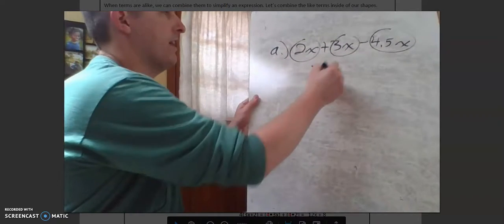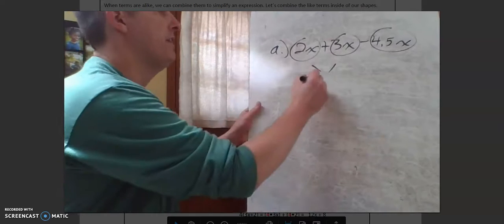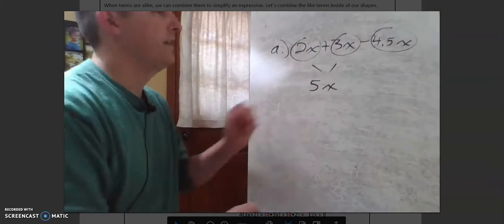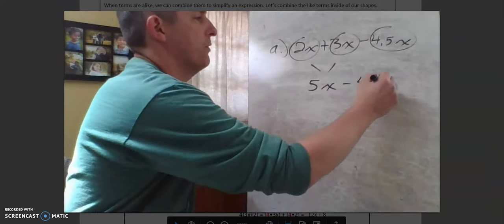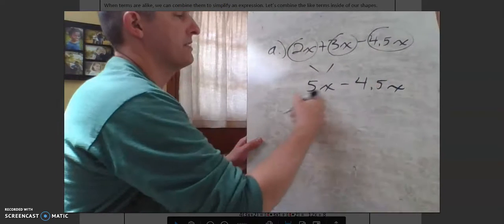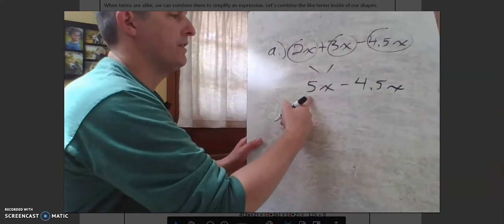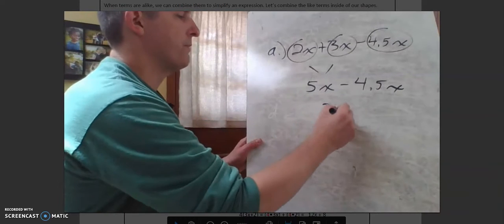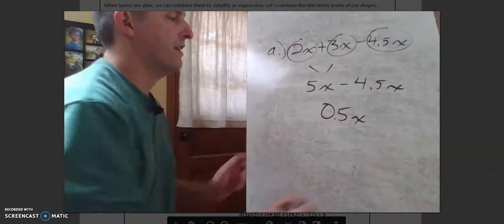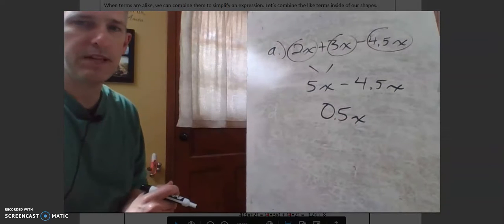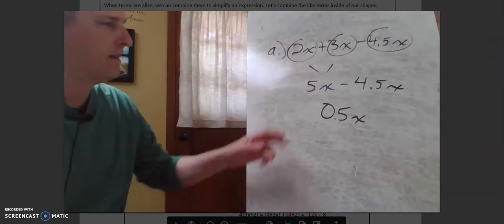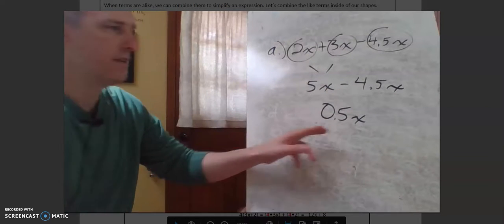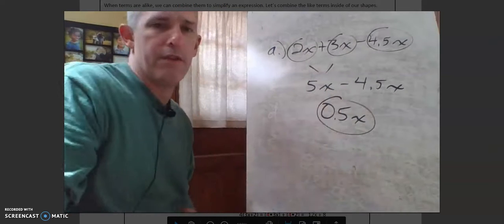Let's add these two together first. The 2 and the 3 come together, and I get a 5x, because 2 plus 3 is 5. And then I'm going to take this 4.5x and subtract it. So I have 5 minus 4.5, which is going to be 0.5. I could try that on a calculator, but for time's sake, we'll just go with that. So 5 minus 4.5 would be a half, or 0.5x, and that would be my answer. I cannot go any further than that.